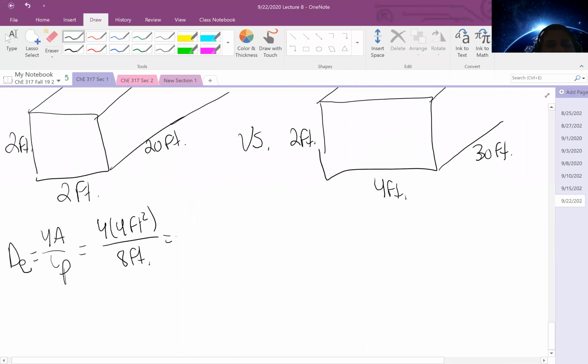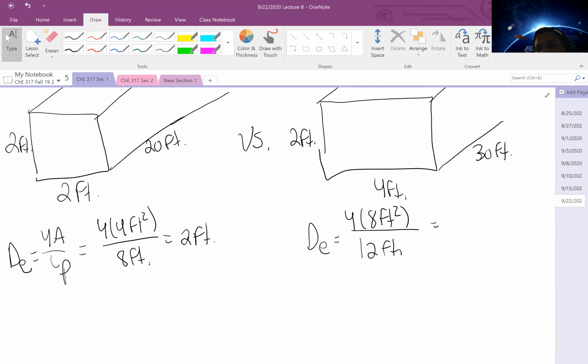which should be simply 2 feet. However, the effective diameter here should be slightly larger, as we have 4 by 8 feet squared over 12 feet, which gives us 2.67 as our effective diameter.